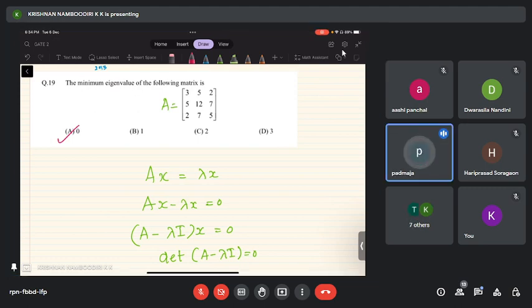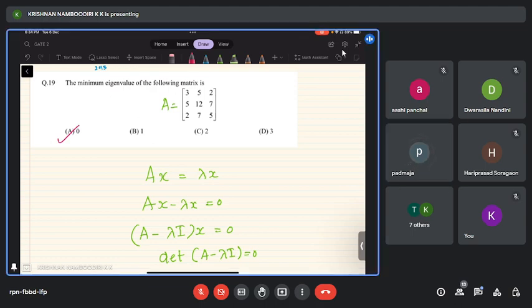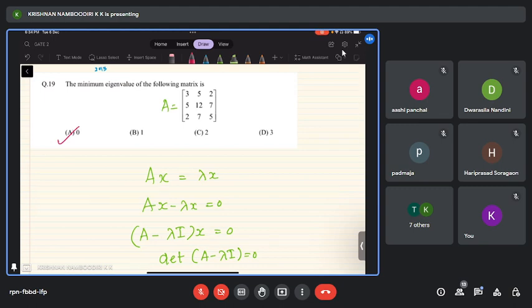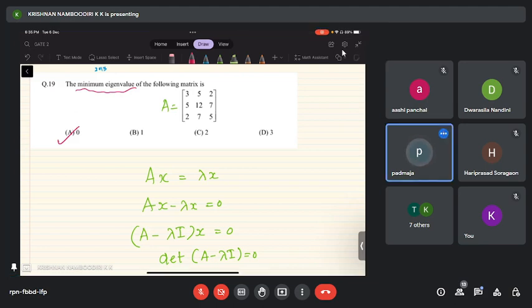Sir, I didn't get this, sir. Can you please repeat, sir? Yeah, sure. A is a 3x3 matrix, right? A will have 3 eigenvalues, correct? And if you see the options, there are 4 options given. And we need to find the minimum eigenvalue, correct? Suppose I do not know all the 3 eigenvalues, but instead I find that 0 is one of the 3 eigenvalues. If I say that, then do you agree that 0 is the answer to the question? Yes, sir. Correct?